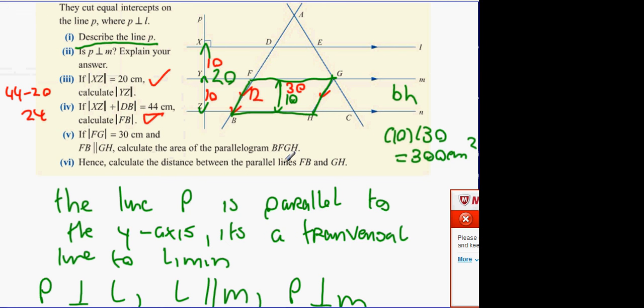Now, hence calculate the distance between the parallel lines FB and GH. FB and GH is actually still 30, isn't it? Because it's the same length as FG. Do you see that? GH is this line here in blue, and FB is this line in blue. And we know that the base of the parallelogram is 30. So that means there's got to be a distance of 30 between them. Okay, so it's 30.